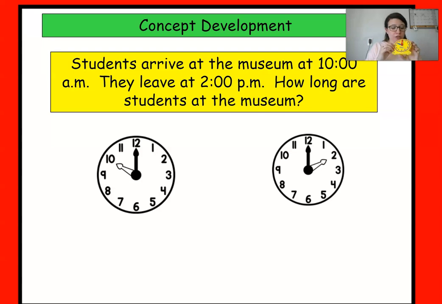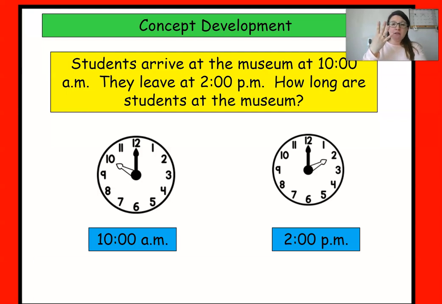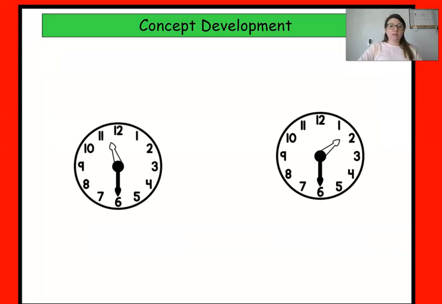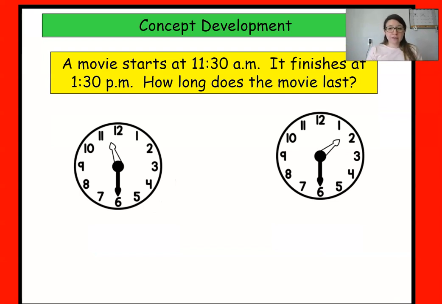So what I'm going to do is show it on my clock. So I have 10 o'clock, 1 hour goes by, 11 o'clock. 2 hours go by, 12 o'clock. 3 hours go by, 1 o'clock. 4 hours go by, 2 o'clock. Another way to think of it is 10 o'clock, 11 o'clock, 12 o'clock, 1 o'clock, 2 o'clock. How many hours went by? 4 hours. It's 2 hours to noon, and then 2 hours afternoon. They were at the museum for 4 hours. Good job.